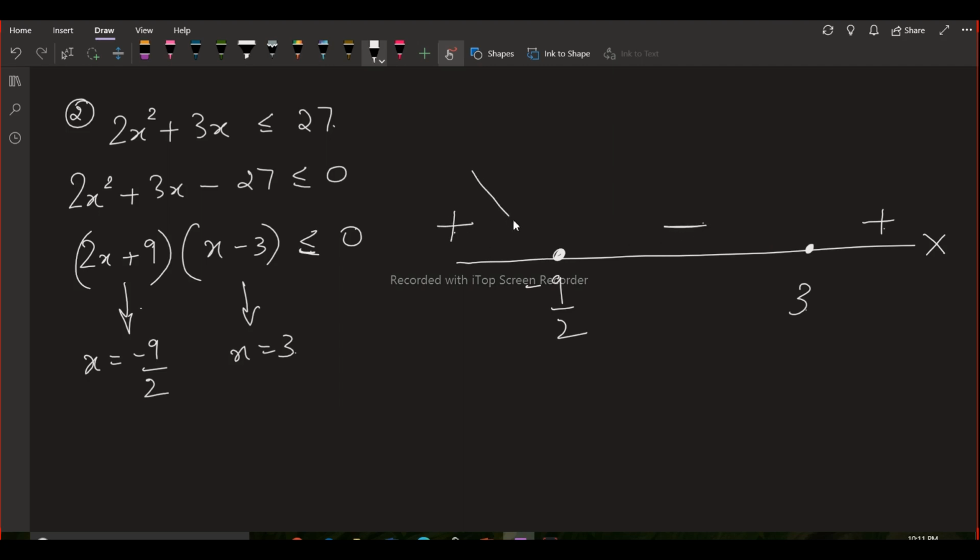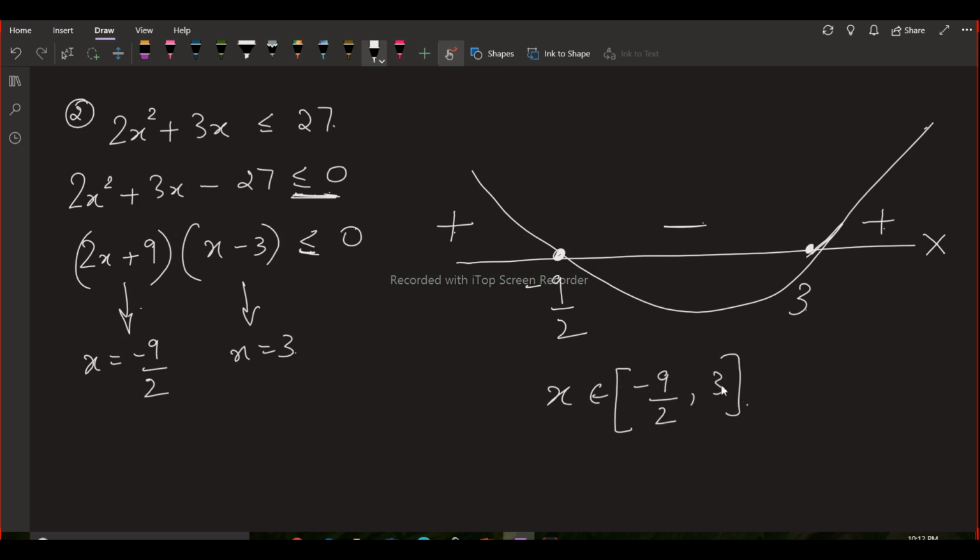The quadratic will be something like this, right? And he is asking for less than 0. So less than 0 is between minus 9 by 2 and 3, less than equal to 0. So I'll say x belongs to, I'll use box bracket because it is equal to 0. So x belongs to minus 9 by 2 to 3. Or I can write the answer as x is between 3 and minus 9 by 2.